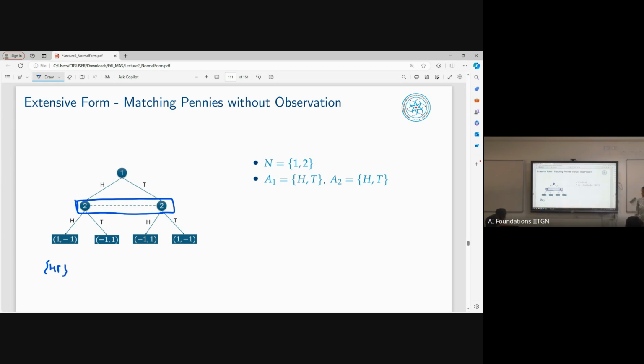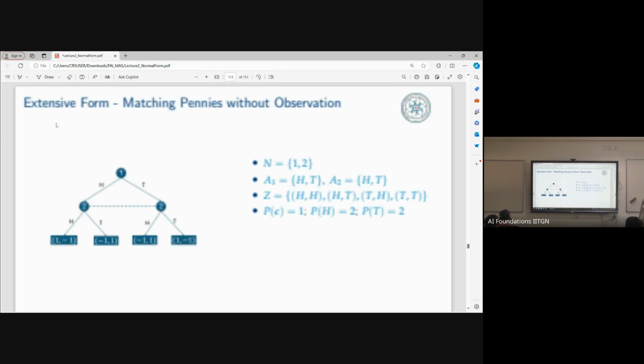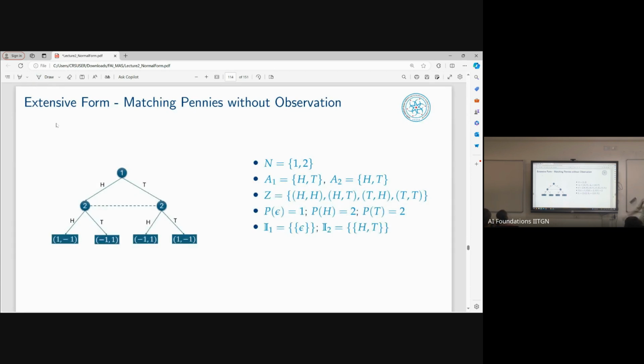Think about it. So terminal histories are 4, the 4 possible terminal histories. And this is the player assignment. At the beginning of the game, 1 plays, and then 2. There are different sub-histories where 2 has to make an action. And this is the information set of each of the players.